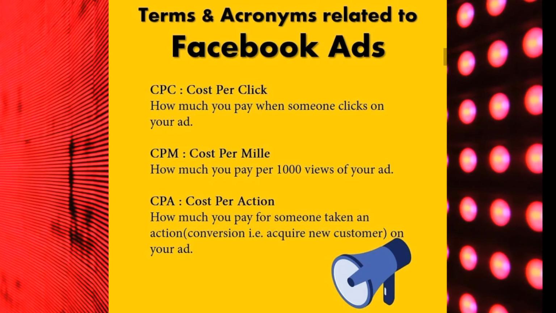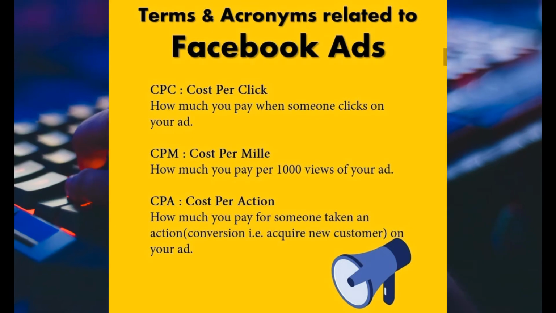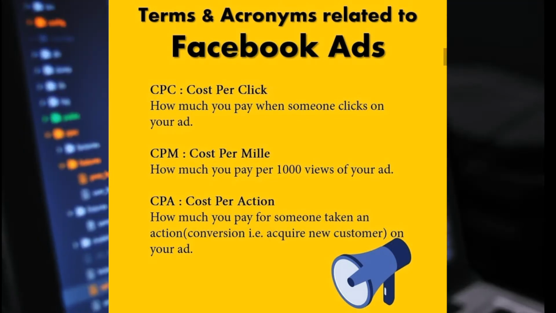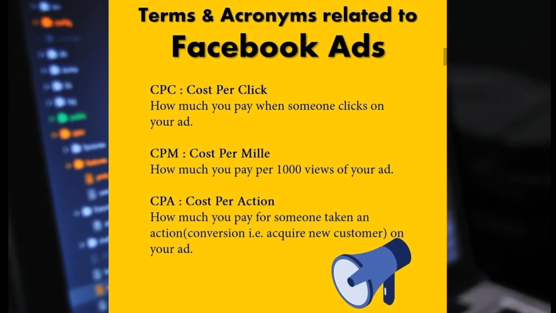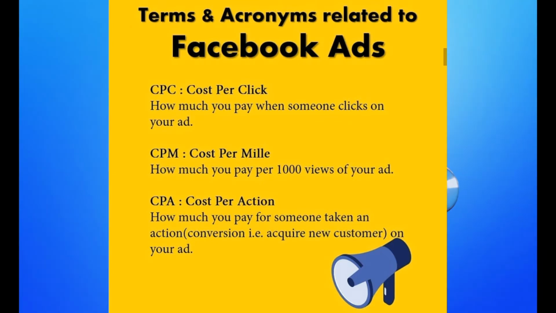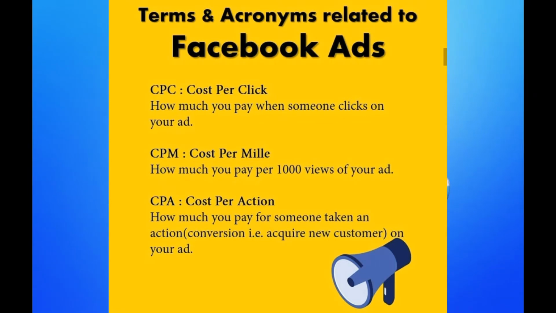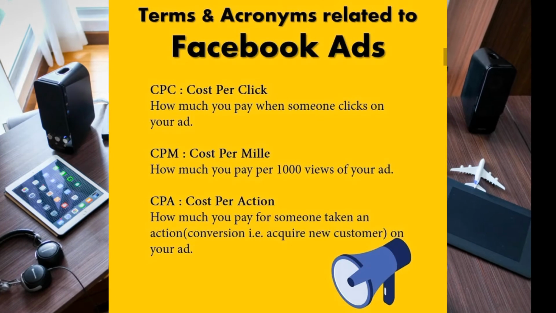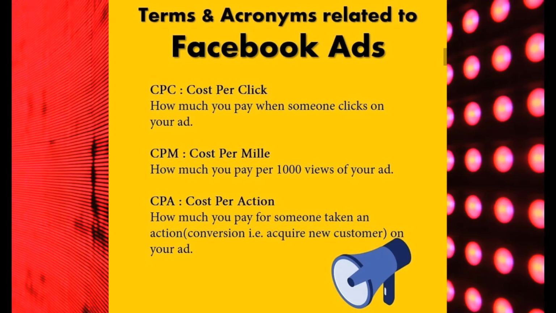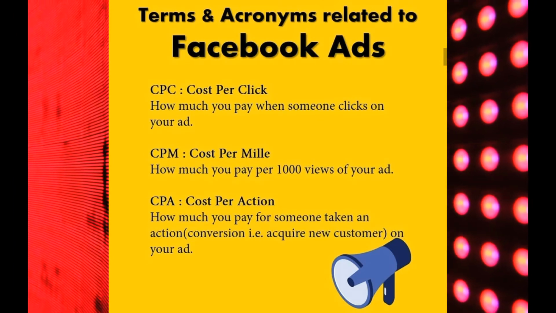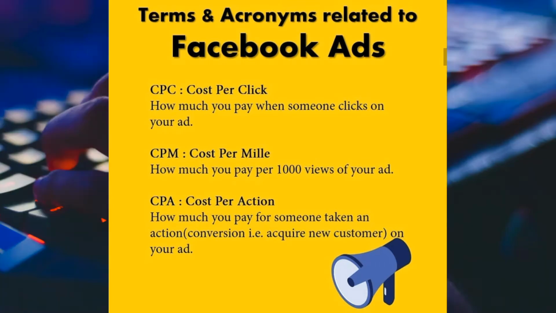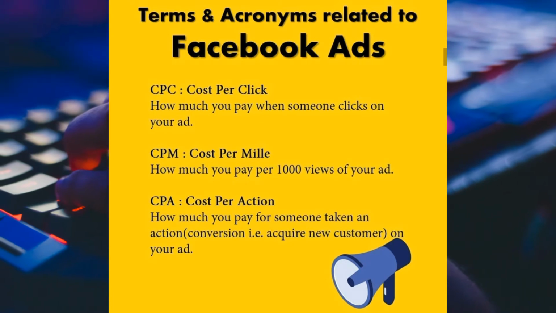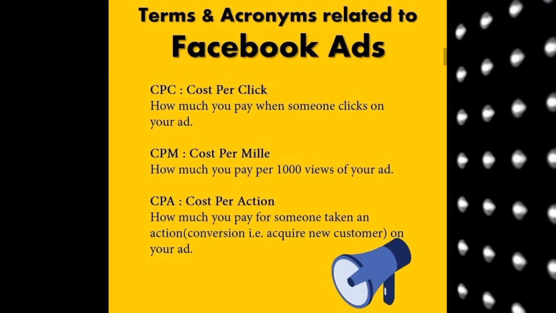CPC, cost per click, is how much you pay when someone clicks on your ad. CPM, cost per mille, is how much you pay per 1,000 views of your ads. And the third one is CPA, cost per action, which is how much you pay for someone taking an action, a conversion, that is, acquiring new customers from your ad. We have discussed CPC, CPM and CPA.